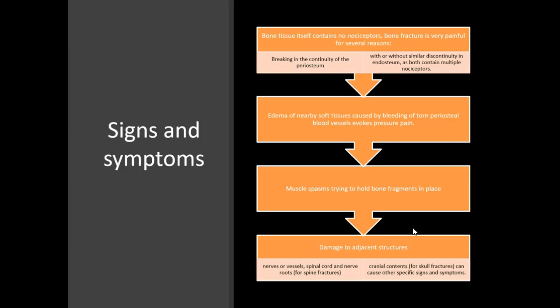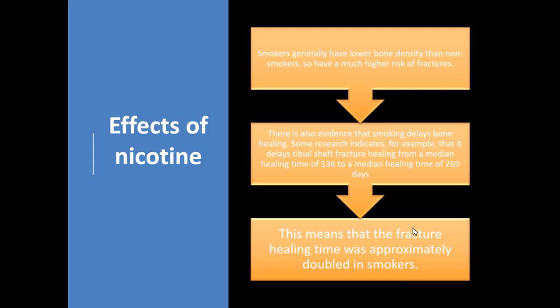So signs and symptoms here. The bone itself contains no neuroreceptors, so bone fracture is very painful for several reasons. One, there's a break in the continuity of the periosteum with or without similar discontinuation of the endosteum, and the edema of the nearby soft tissue caused by bleeding and torn periosteal blood vessels invokes pressure and pain. Muscle spasms trying to hold the bone fragment in place and damage to adjacent structures cause all the pain.